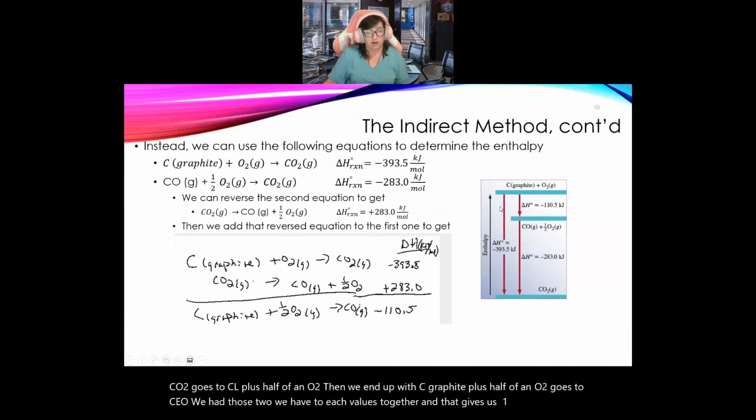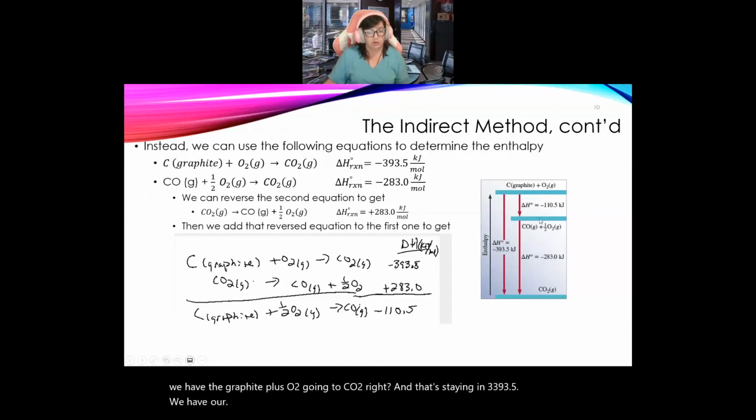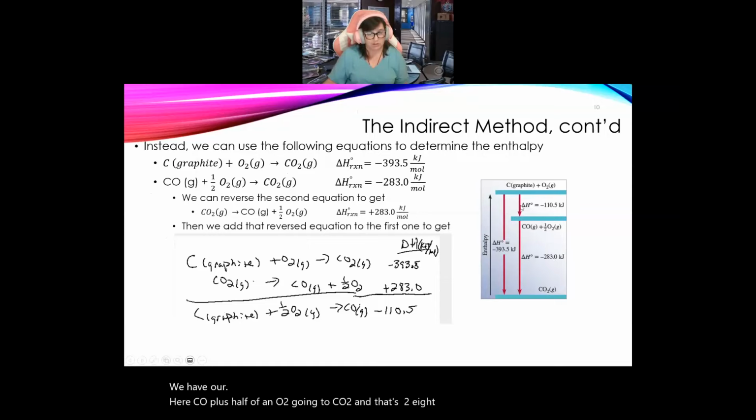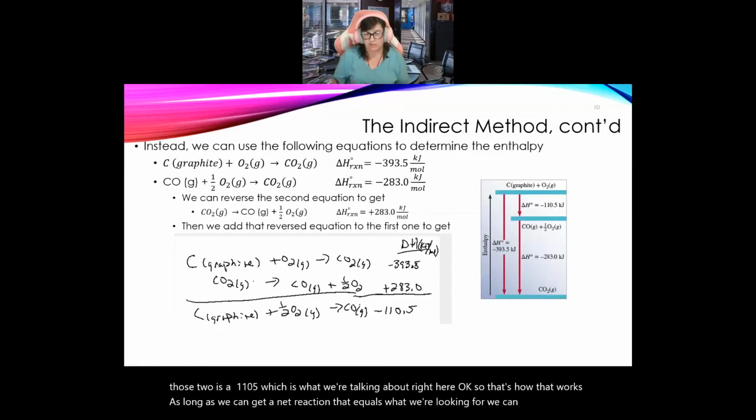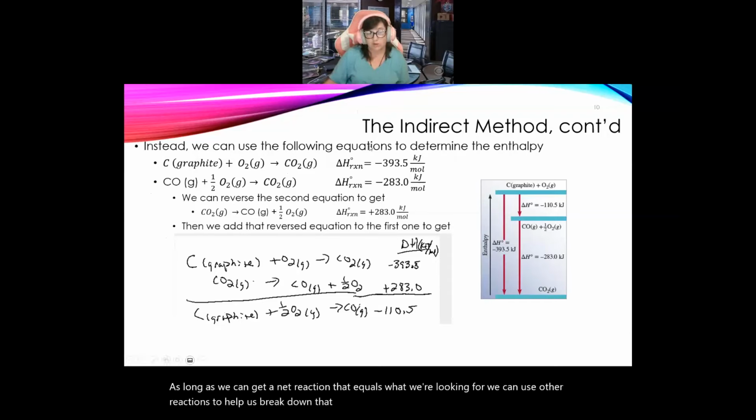So here we have the graphite plus O2 going to CO2, and that's negative 393.5. Here we have CO plus half of an O2 going to CO2, and that's negative 283. The difference between those two is negative 110.5, which is what we're talking about right here. So that's how that works. As long as we can get a net reaction that equals what we're looking for, we can use other reactions to help us break down that heat. All right, so that's our indirect method.